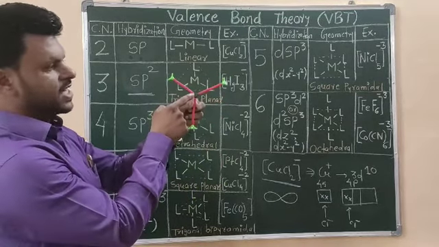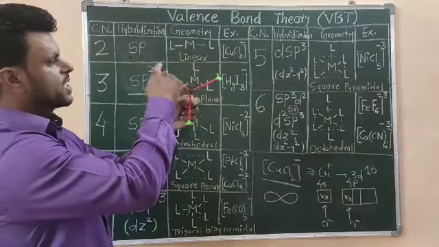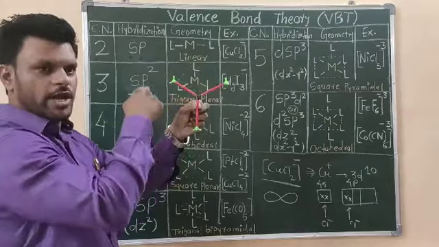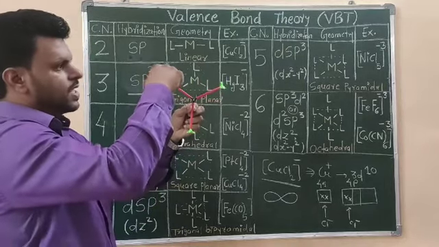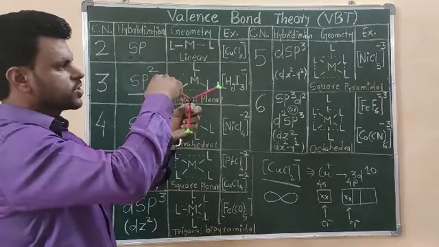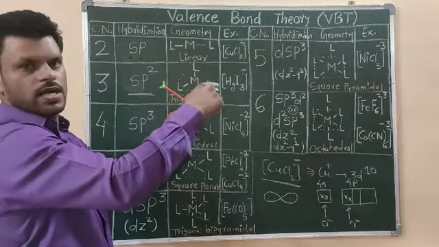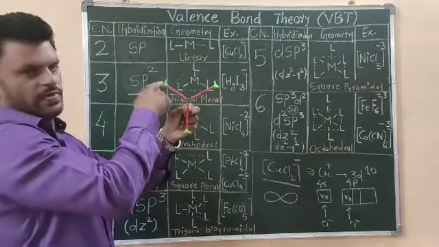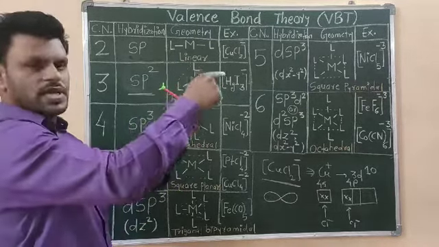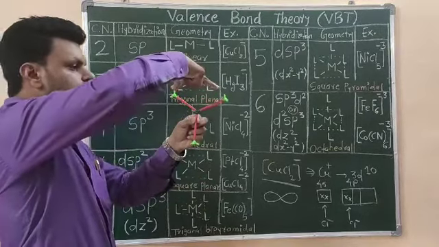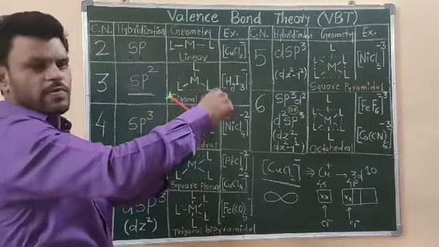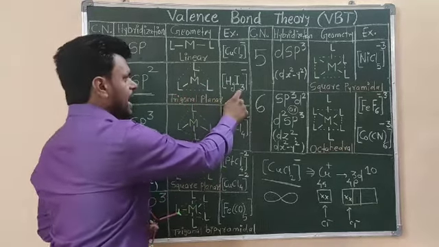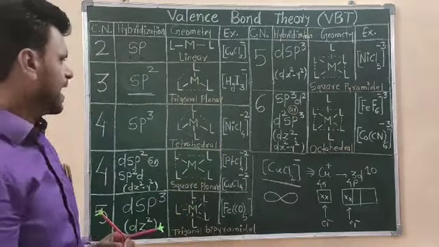Let's consider this is my central metal ion, and these are the ligands, 3 ligands, in a trigonal planar kind of geometry. If I take the angle between these two, it will be 120, 120 and 120, because overall it is 360, and between two successive ligands the angle is 120. Here the example is a mercury complex in which iodine is the ligand.